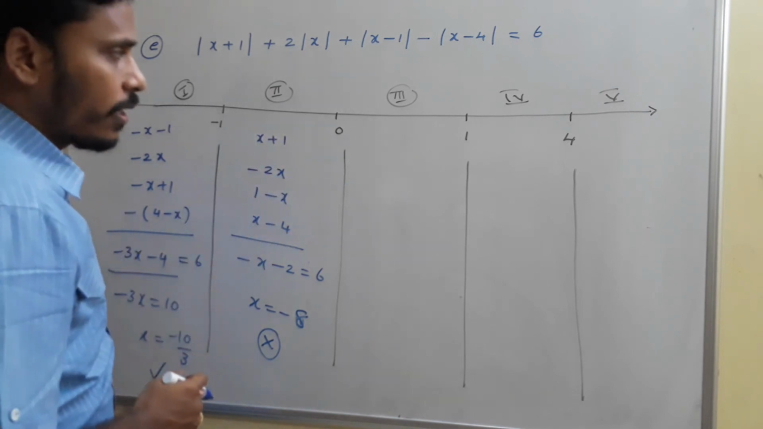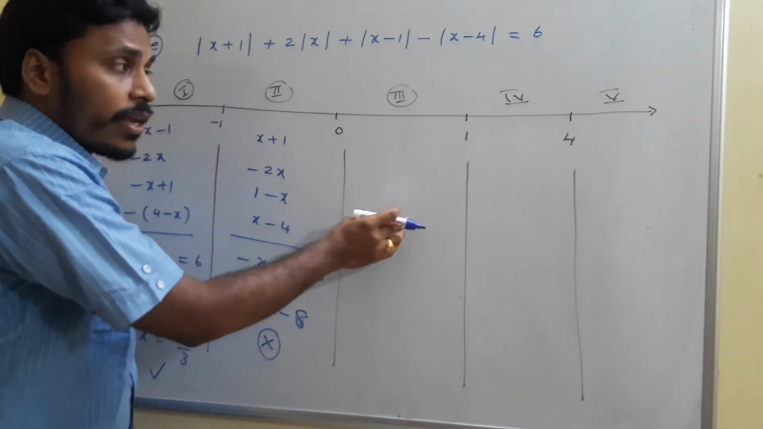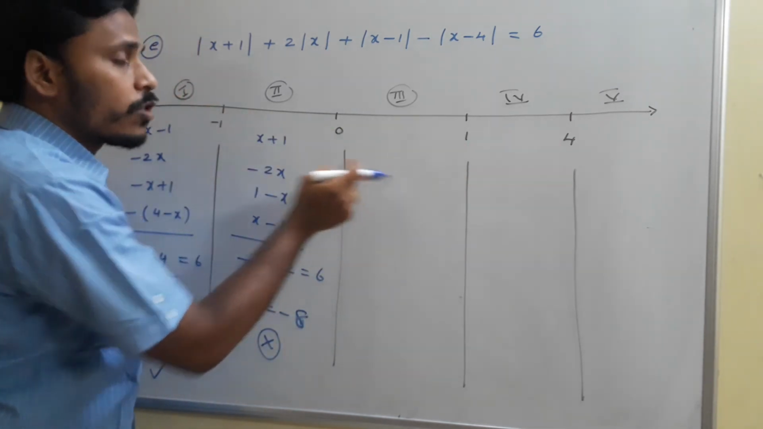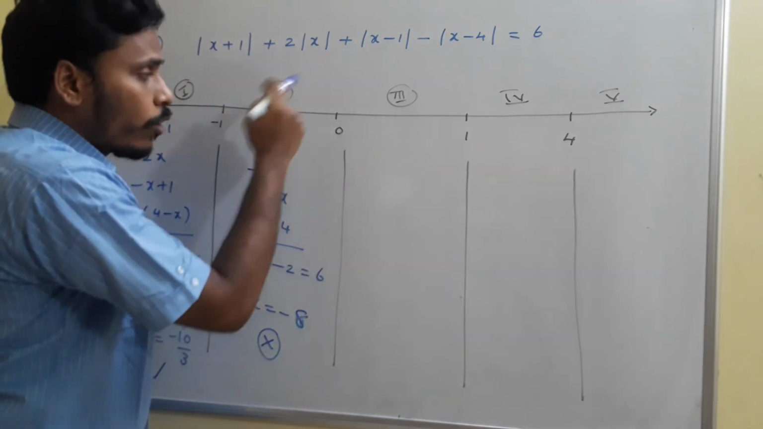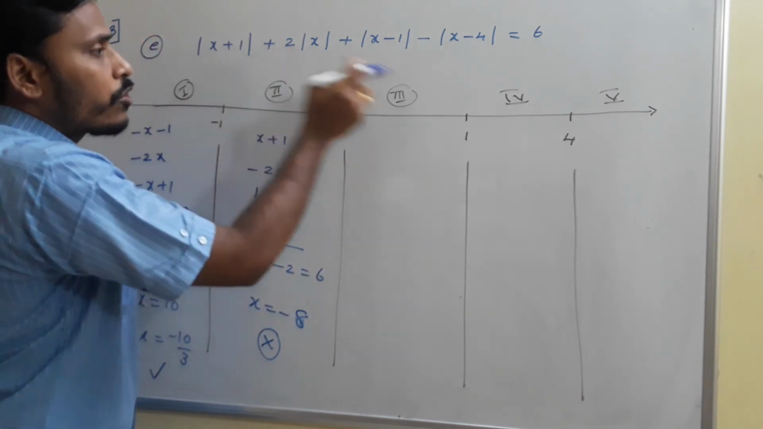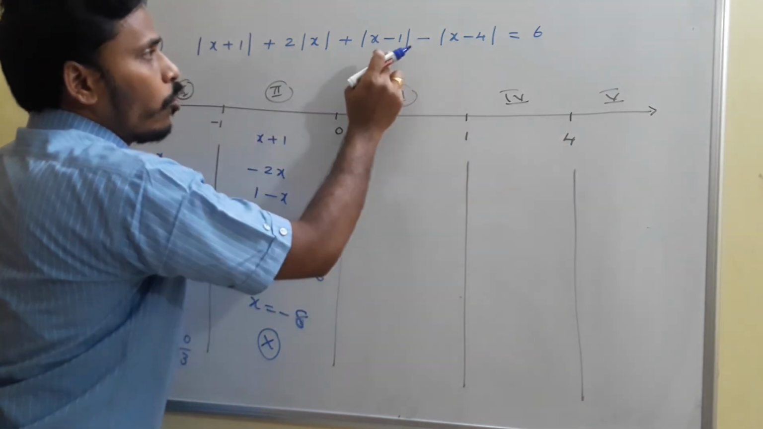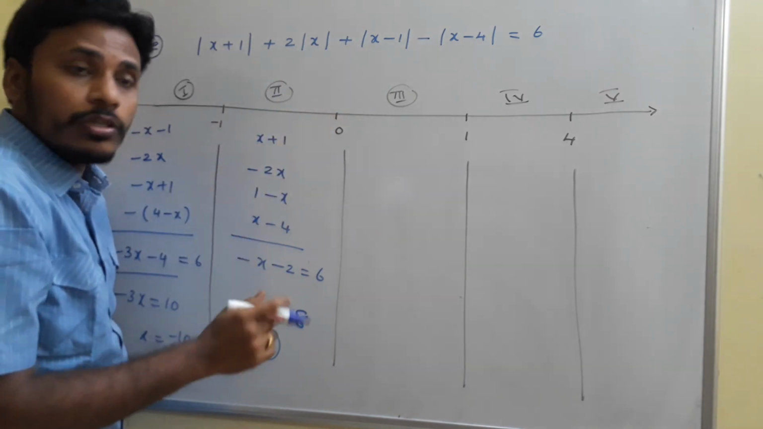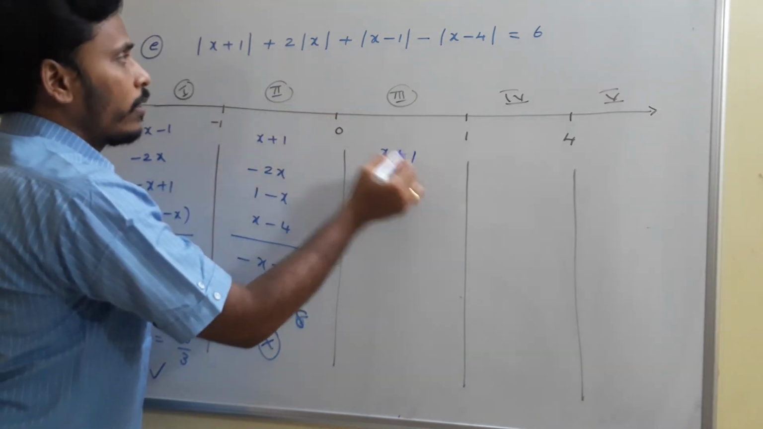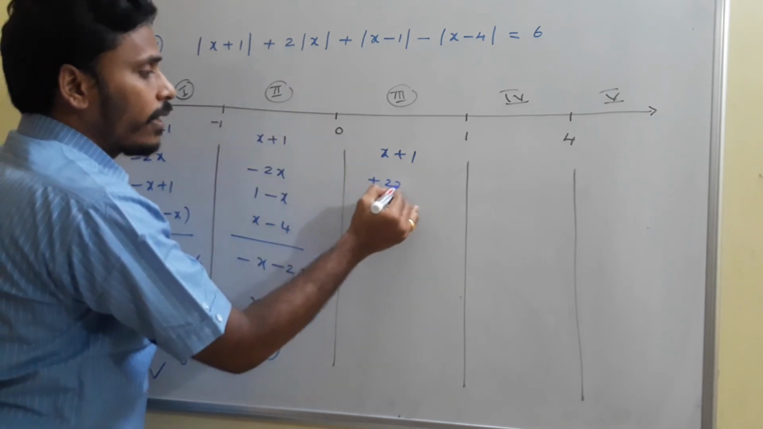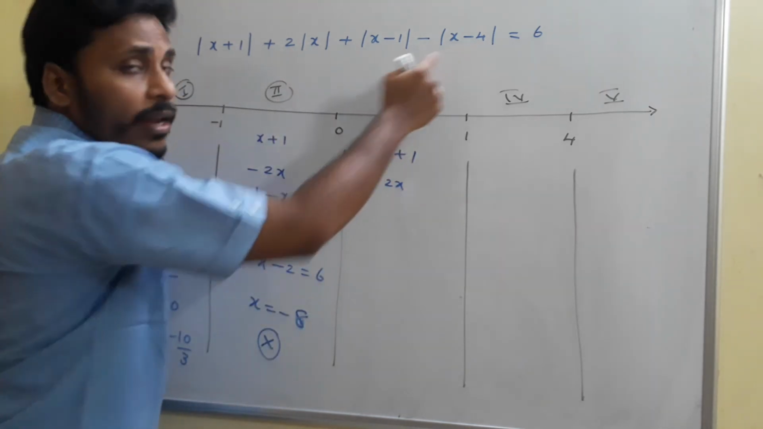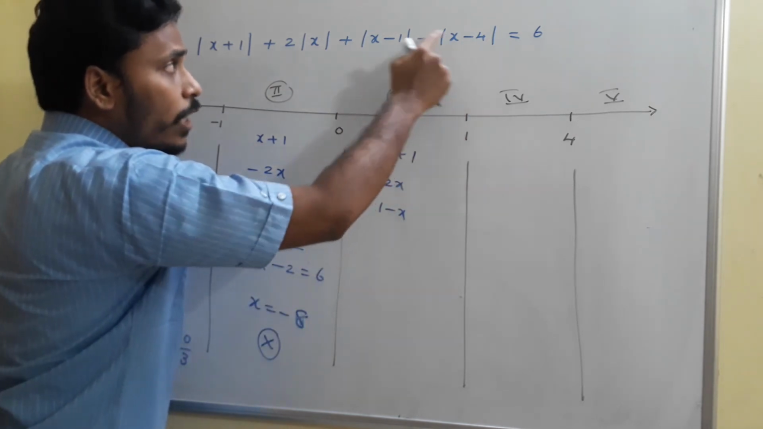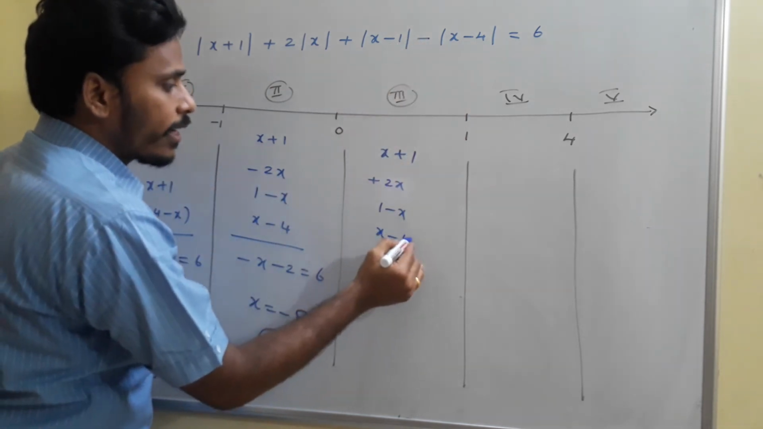Then coming to the third case. This case is greater than minus 1 and 0, and less than 1 and 4. Since they are greater than minus 1 and 0, these two are positive, whereas corresponding to 1 and 4, these two are negative. Since these two are positive, to remove modulus, directly take x plus 1, and directly take 2x. And since these two are negative, take 1 minus x, and since it is negative and the minus sign is there, directly x minus 4.